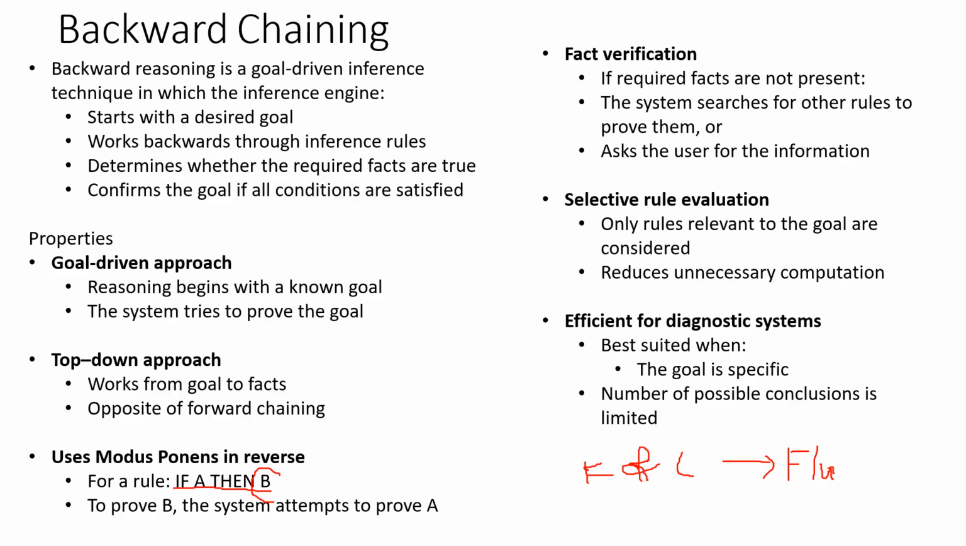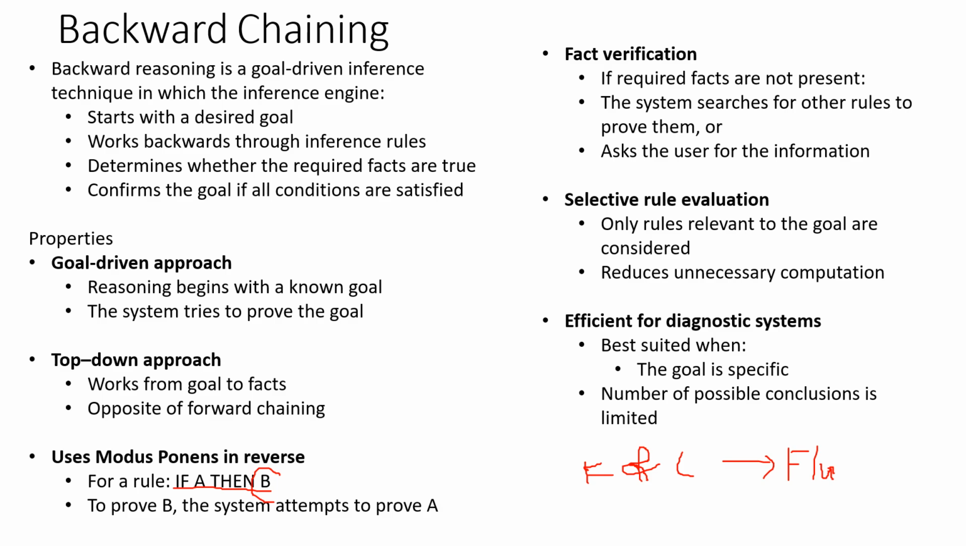Then the next property is selective rule evaluation. That means only rules related to the goal are checked. We ignore the irrelevant rules. That is why backward chaining avoids unnecessary computations. Then, it is efficient for diagnostic systems.